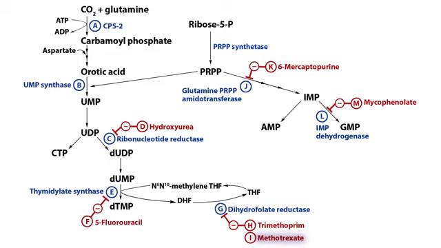Now you can also see that the antibiotic trimethoprim inhibits dihydrofolate reductase. So again, knowing this folic acid pathway and how it's used in thymidine synthesis, and where these drugs like methotrexate and trimethoprim and 5-FU inhibit this pathway, is definitely high yield.